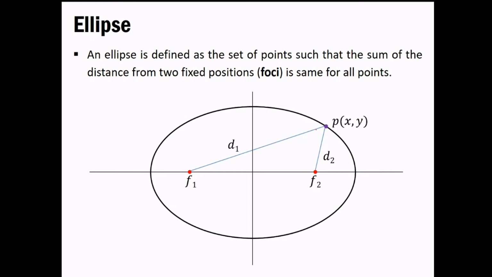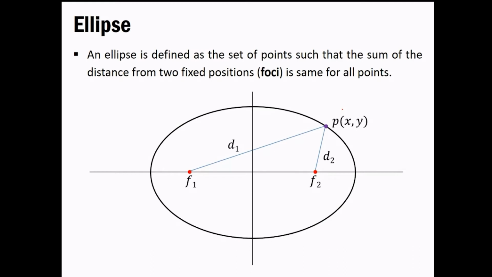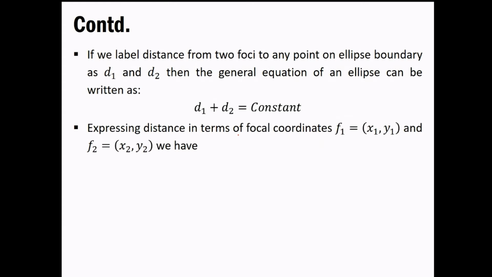Now over here we have these two focal points, and based on those points we have to go further. This is the very basic thing, and from this we'll try to derive something. If we label the distances from two points on the ellipse boundary as d1 and d2, then the general equation of an ellipse can be written as d1 plus d2 equal to a constant. You just have to add up these two distances, and that gives us a particular position. Now, expressing the distance in terms of focal coordinates.